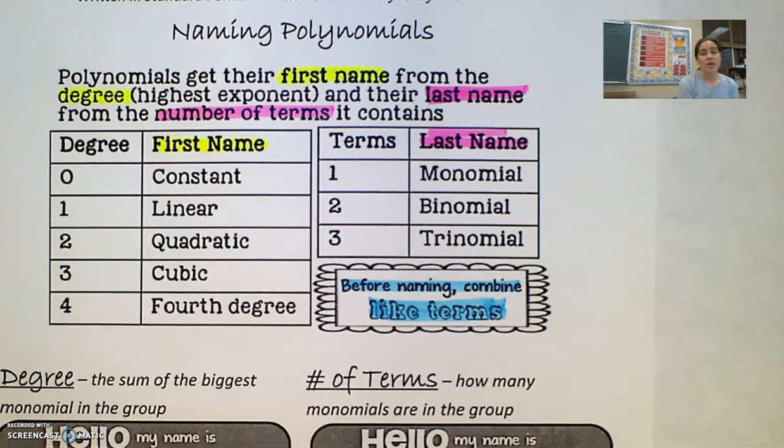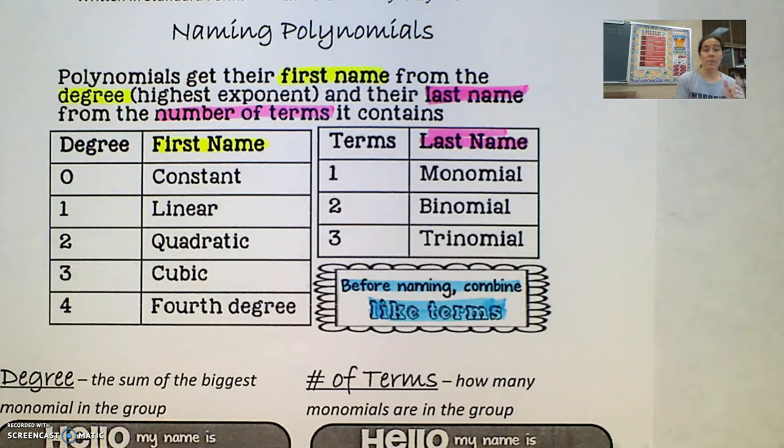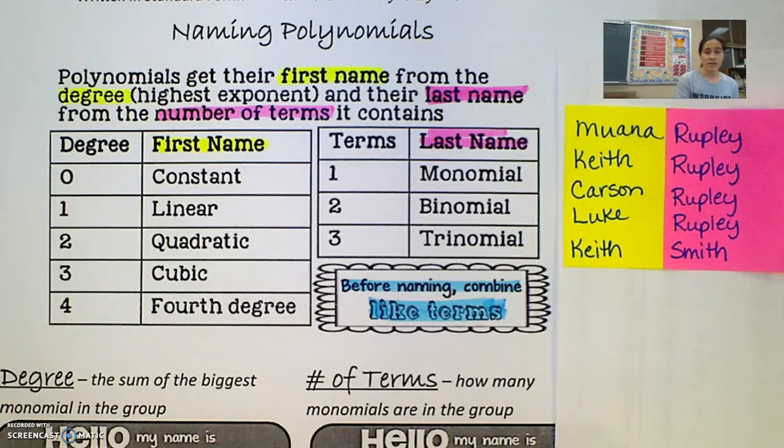So now we're going to talk about naming polynomials. Polynomials are going to have a first name and a last name, just like we do. I went ahead and highlighted: we're going to talk about the first name, which is the degree of the polynomial, which I need to talk to you about, and then the last name, which is the number of terms in the polynomial. So just like we would have our first and last name.